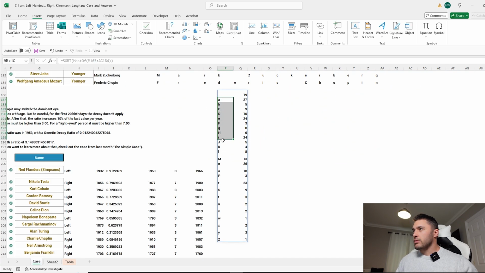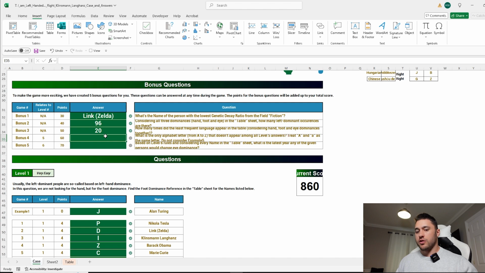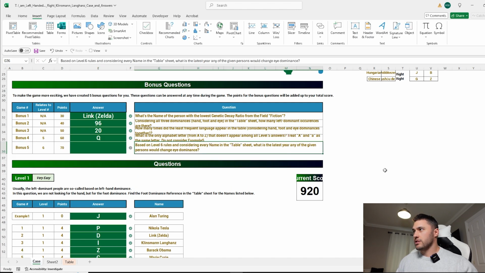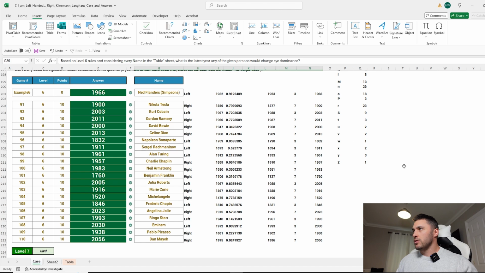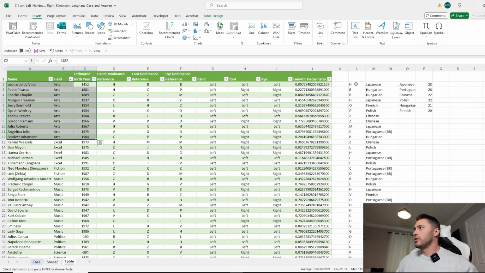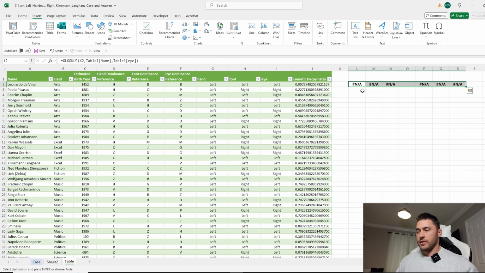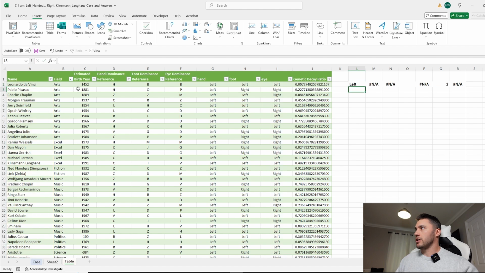So now I can see we have A, B, C, D up to P, Q is missing, R, so the answer is Q, which you probably could have guessed is the only letter that's not there. Based on level 6 rules, we can also do this, considering every name in the table sheet, what is the latest year any given person would change I dominance. So we have this formula here. Let's just put that into our table over here. And this is going to be looking up our person each time.